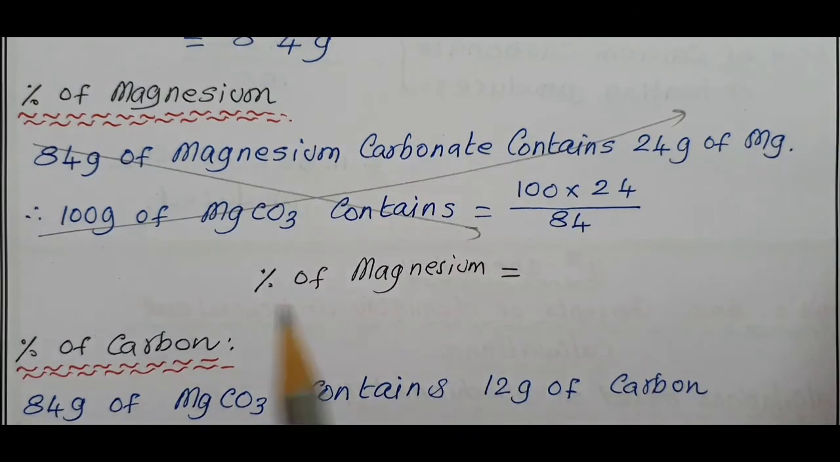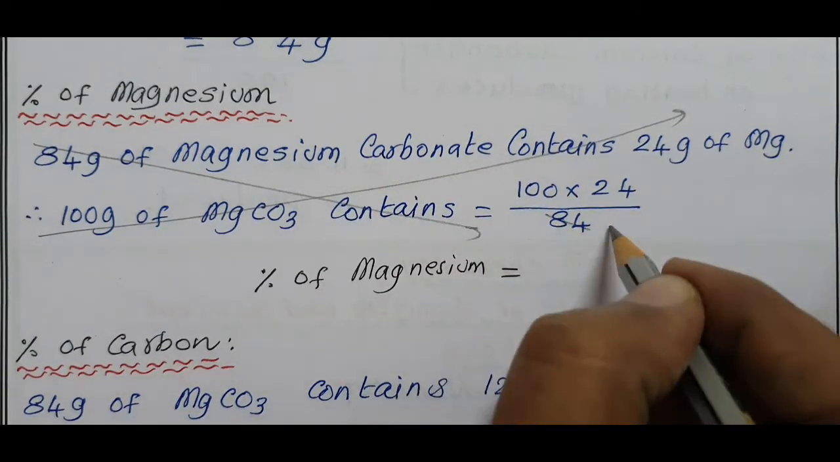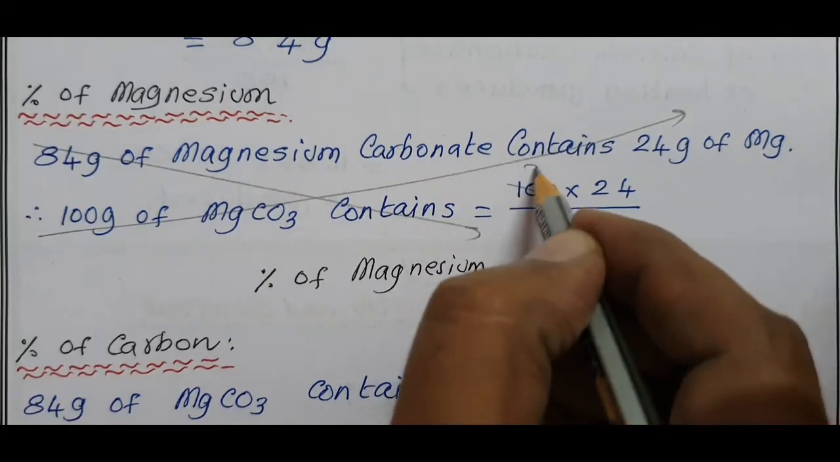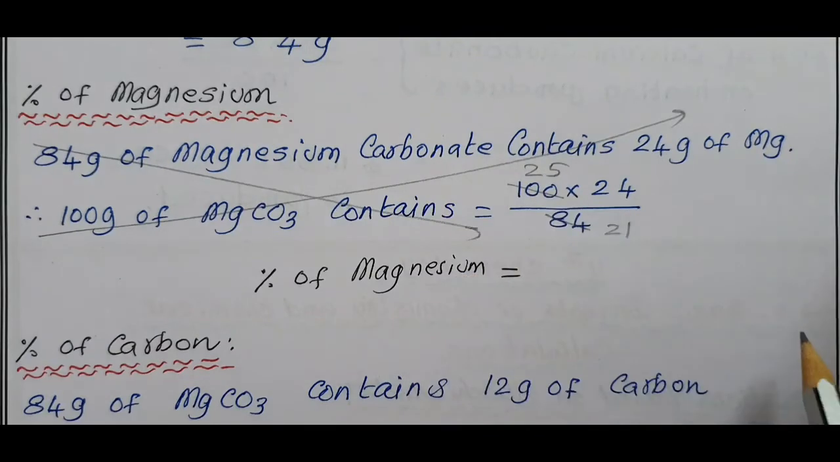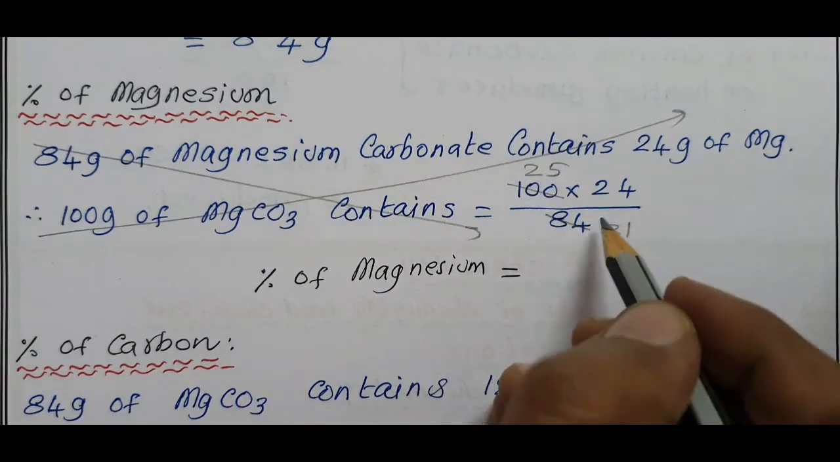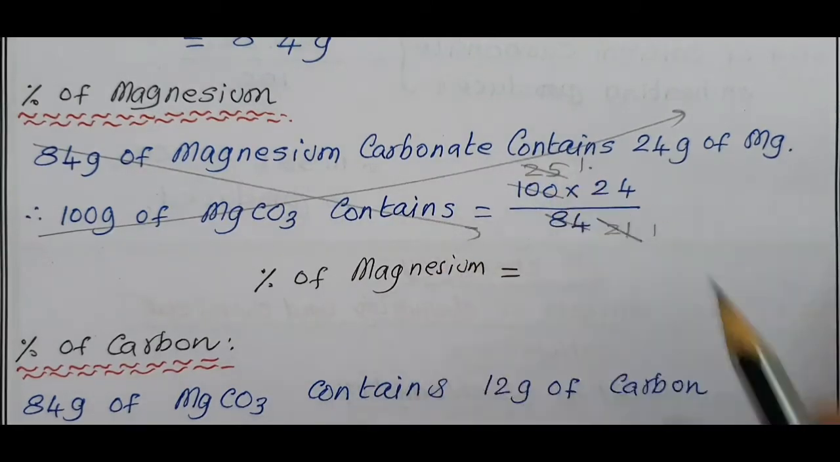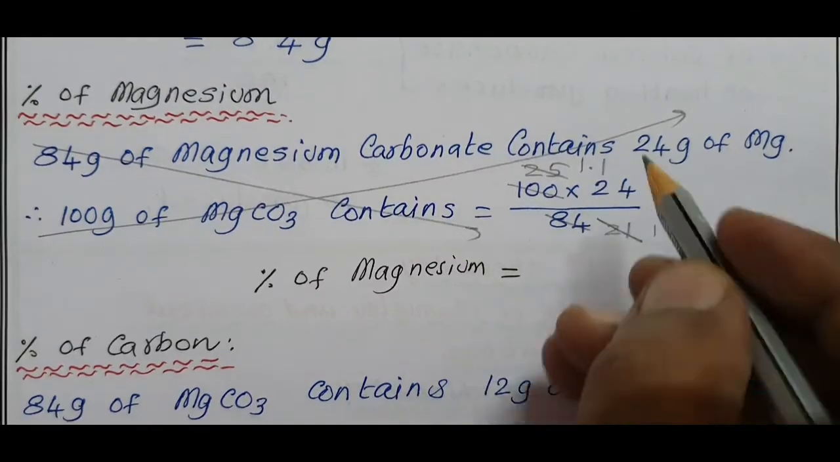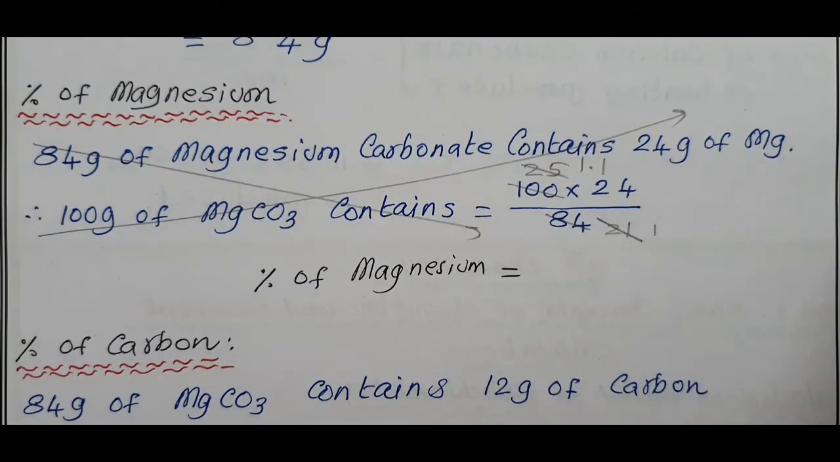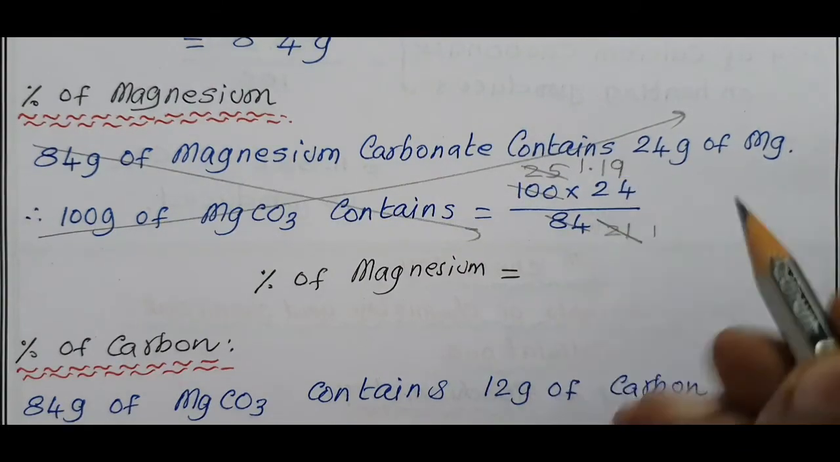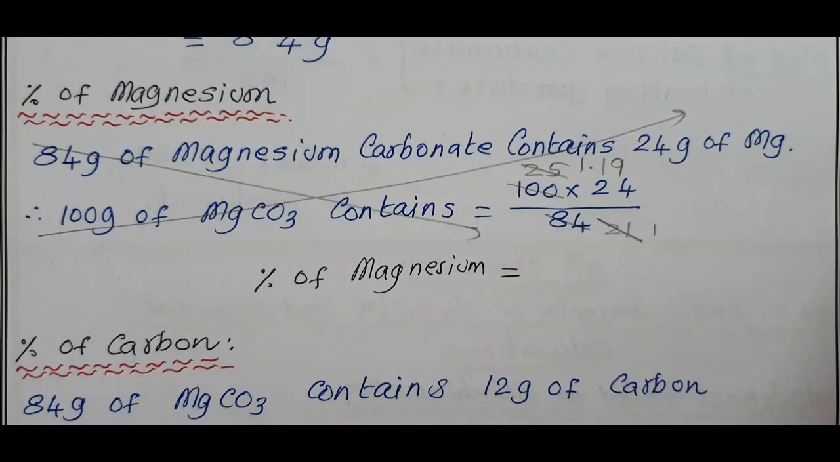Now, I cancel 84 and 100. 2 4s are 8, 1 4 is 4 and 2 4s are 8, remaining 20, 5 2s are 10. When you cancel these two, 1 2 1 is 21. Remaining you have 4, 40, 121 and remaining. So, remaining 16, 9, 21, 1.19. This number is common in all these, in this problem.